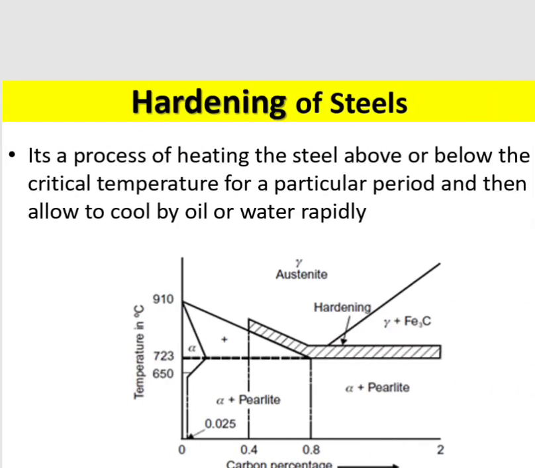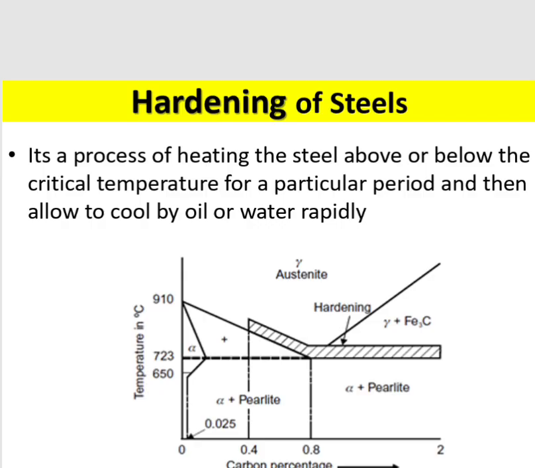The next one is hardening of steels. What is meant by hardening? It is a process of heating the steel above the critical temperature for a particular period of time and allowing it to cool rapidly by oil or water. In the above topics, the cooling medium was air and the furnace itself. Here the cooling medium is oil or water, so the rate of cooling is greatly increased. Due to the rapid cooling, we obtain a hard structure.